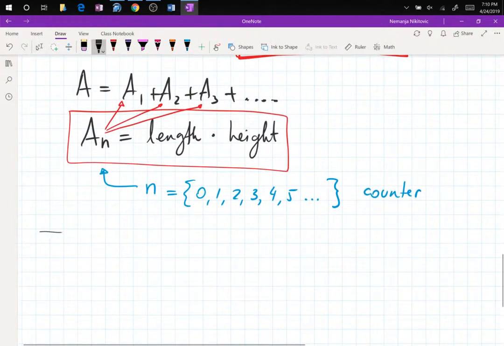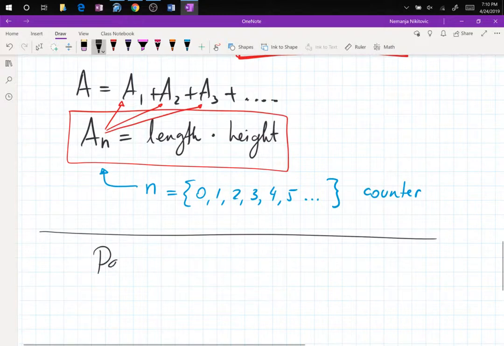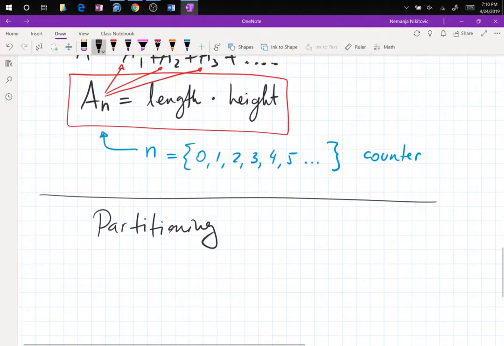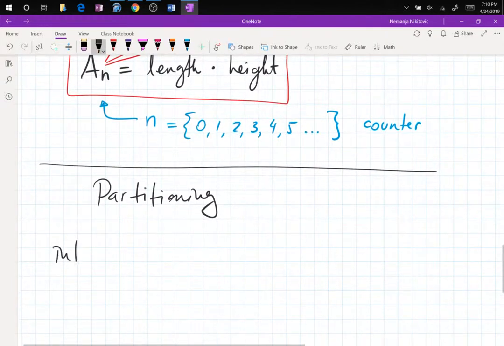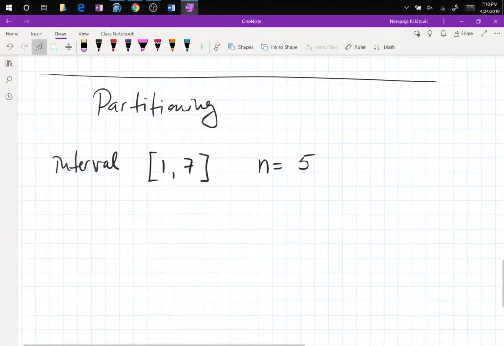So, partitioning. The interval is 1 to 7, and the number of rectangles n is 5. I just want to make it as disgusting as possible. I'm not giving any function. I just want to do the partition for the x-axis.